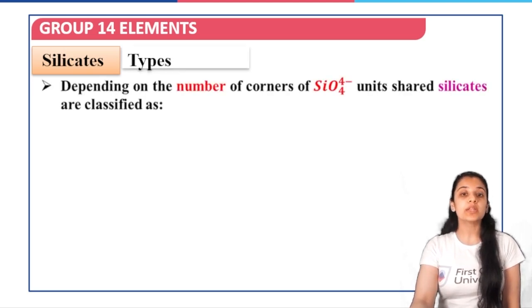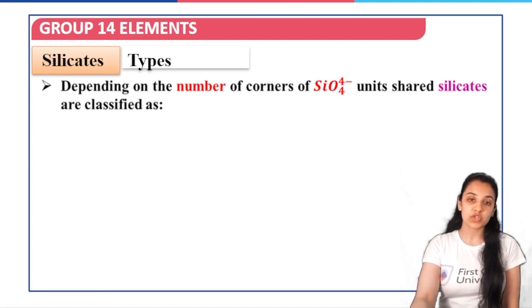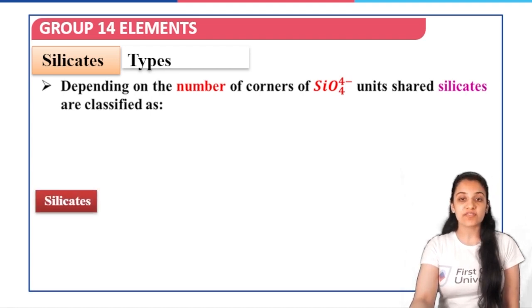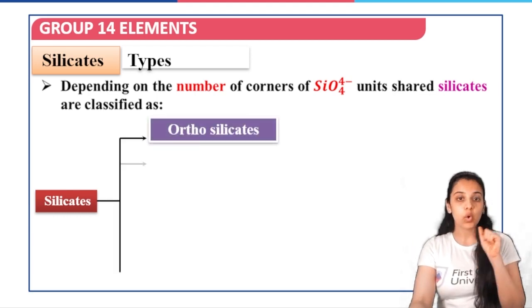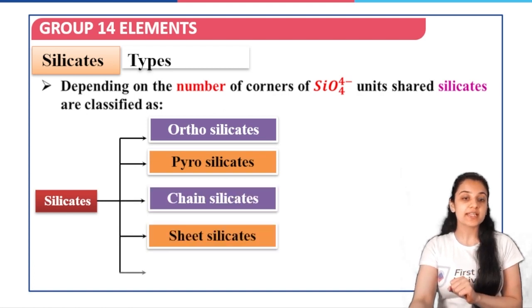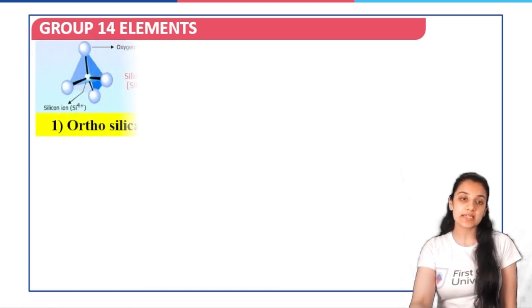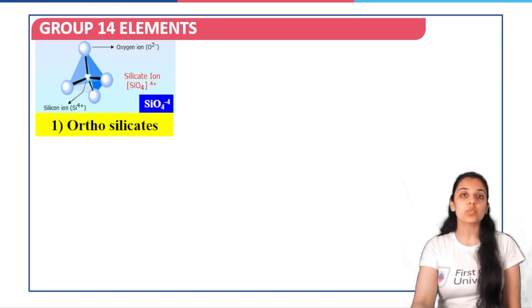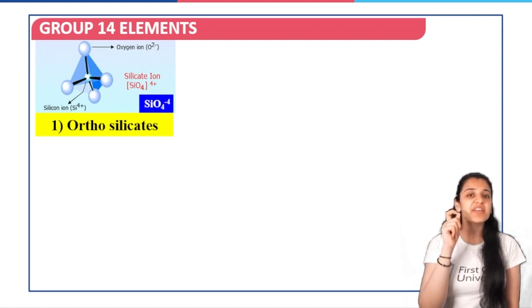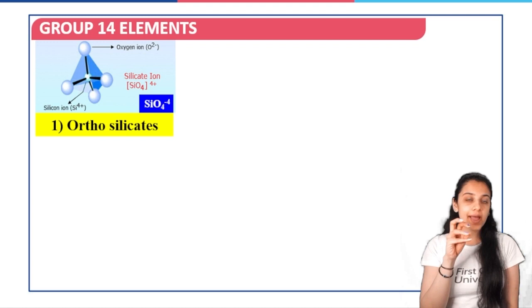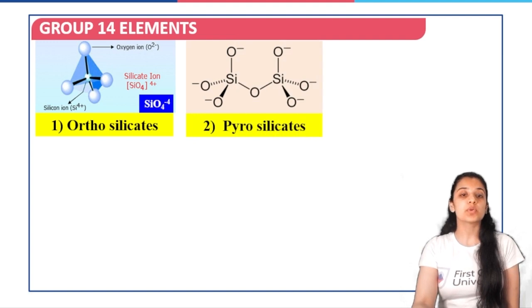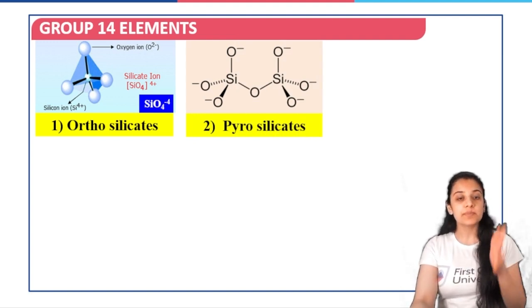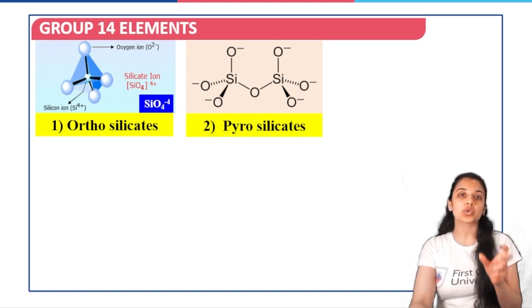Depending upon the number of corners of SiO4 4 minus units shared, silicates are classified as orthosilicates, pyrosilicates, chain silicates, sheet silicates, and 3D silicates. Let us have a look at all of these one by one. In orthosilicates, we have an Si4 plus cation in between and four oxygen atoms which are not being shared. So simply SiO4 4 minus is orthosilicate.